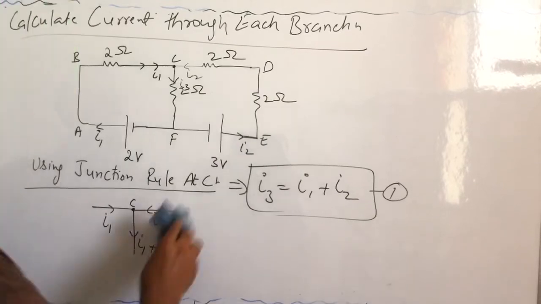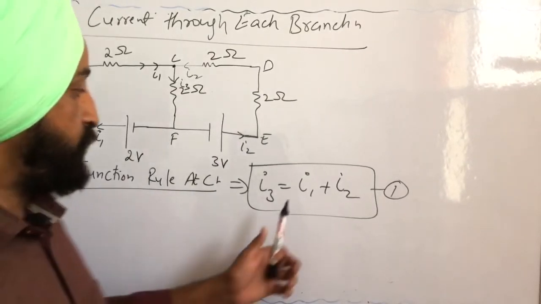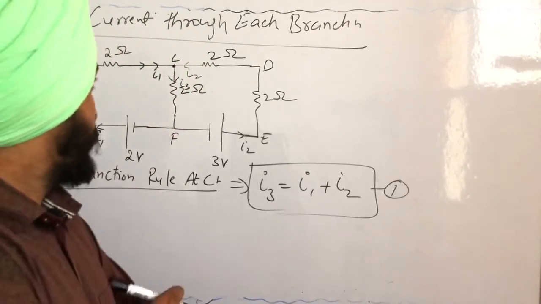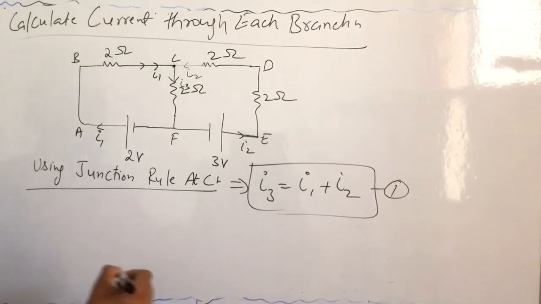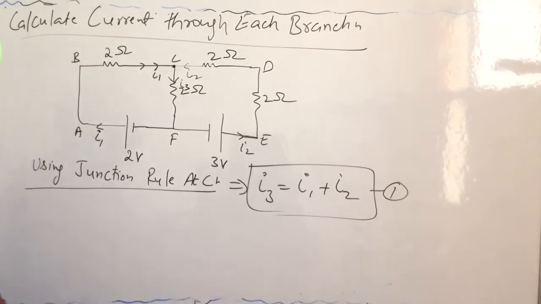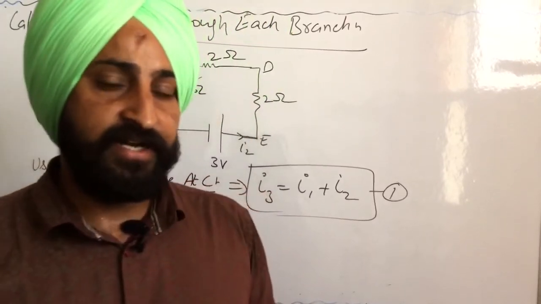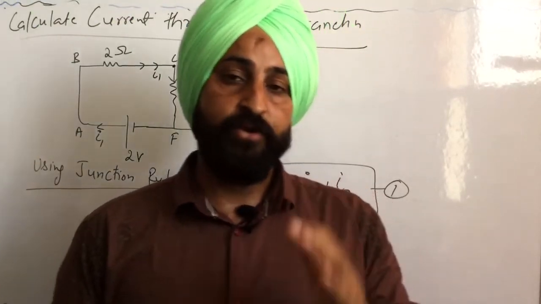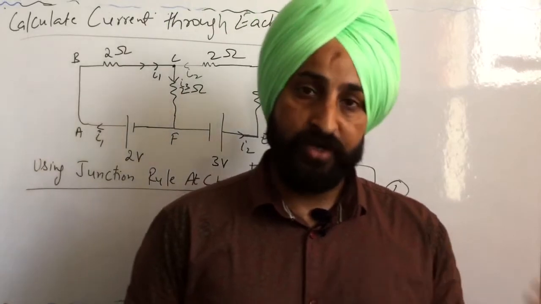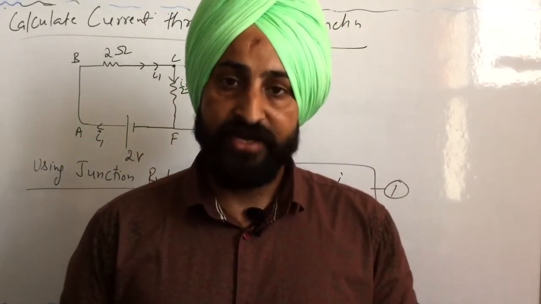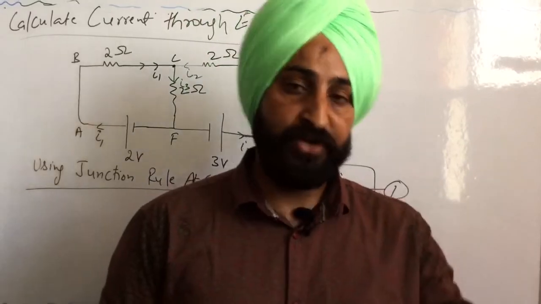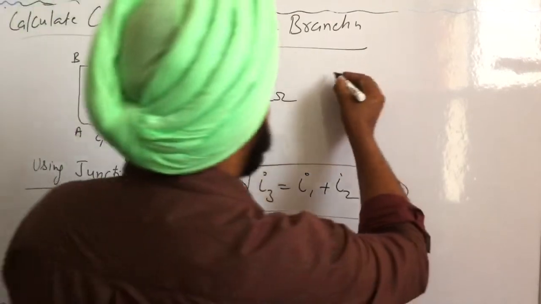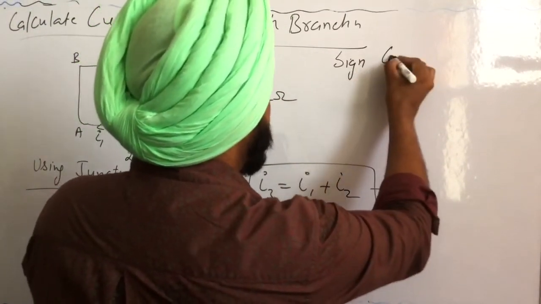Next, we need more such equations to calculate the values of I1, I2 and I3. So now to get them, we will be using Kirchhoff's voltage rule. When we are using Kirchhoff's voltage rule, there are some sign conventions that you must keep in your mind. When you are moving from higher potential to lower potential, the sign should be negative, and when you are moving from lower potential to higher potential, the sign must be positive.